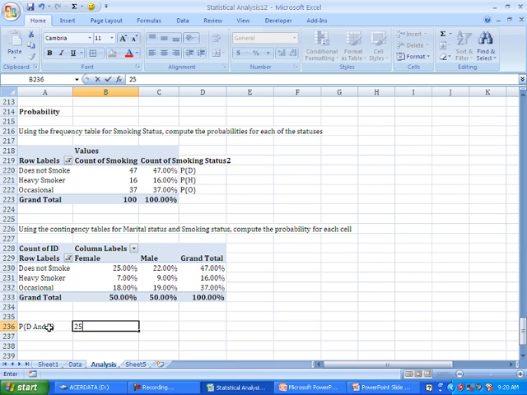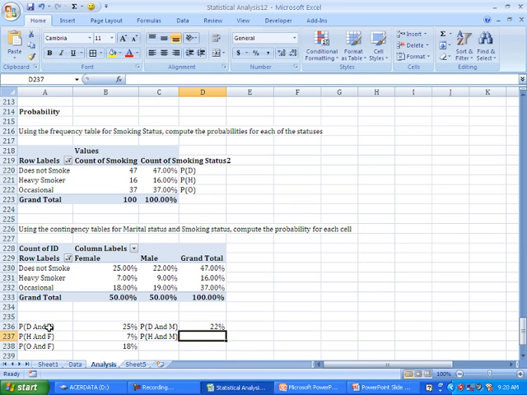Probability of heavy smoking and female is 7%. Like that we will be writing. Probability of occasional smoking and female is 18%. So here also you can write things like probability of does not smoke and male is around 22%. Like this is the probability way of representing the same. Probability of heavy smoking and male.